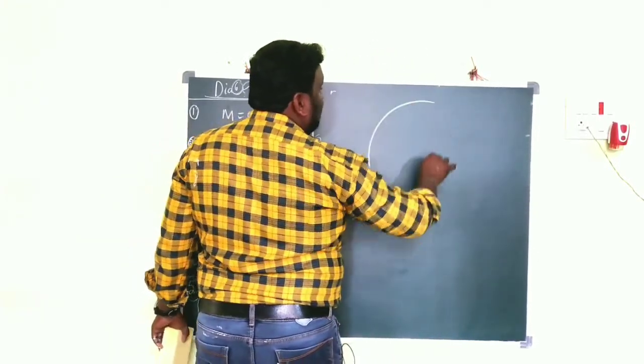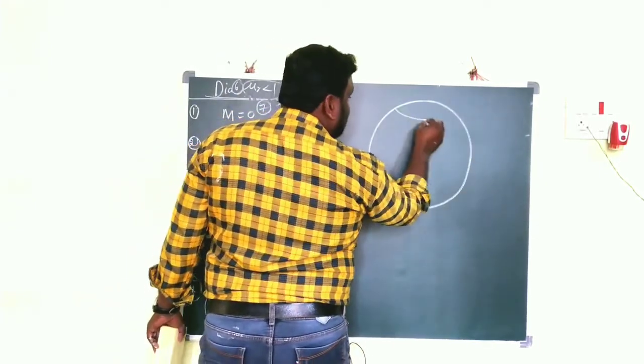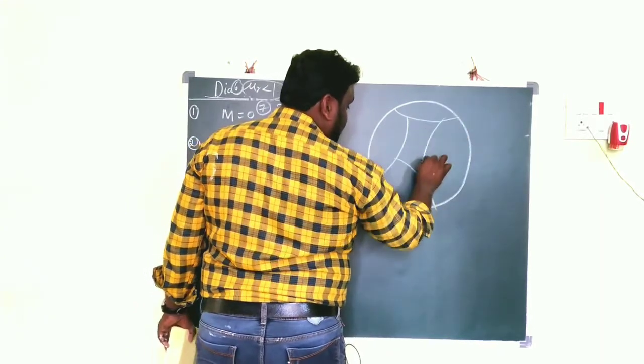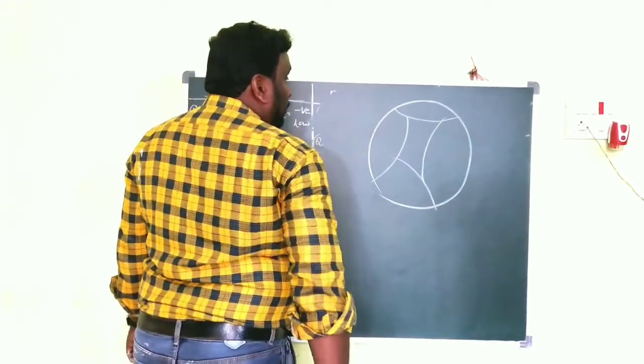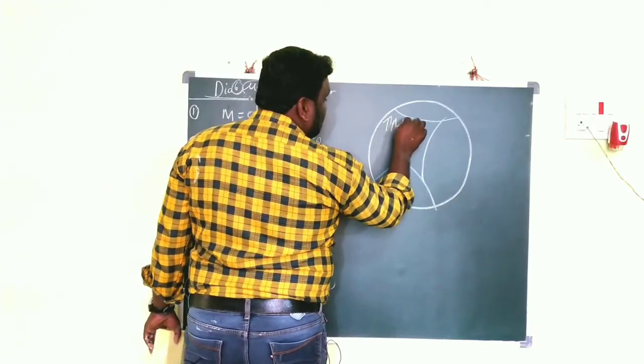Clear children, this is one ferromagnetic substance. In that we have so many domains. So like this I am drawing here, this is one ferromagnetic substance, and these are the magnetic moments. Clear?